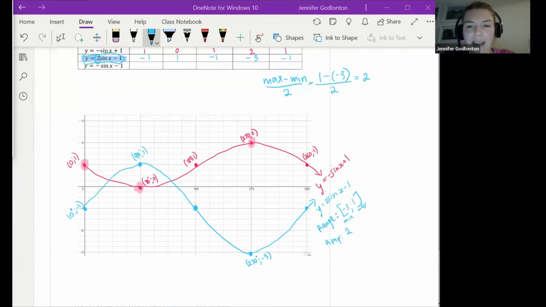Hello, ma'am. Ma'am, is the period always 360 degrees? For sine and cos, yes. Until we start bringing b into the equation, the period will stay 360. Okay, thank you. Sure.